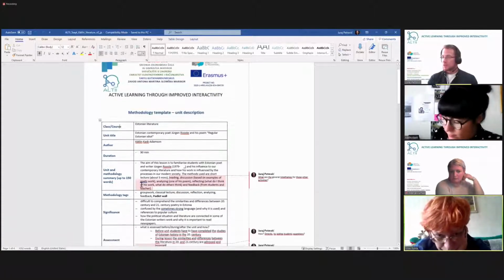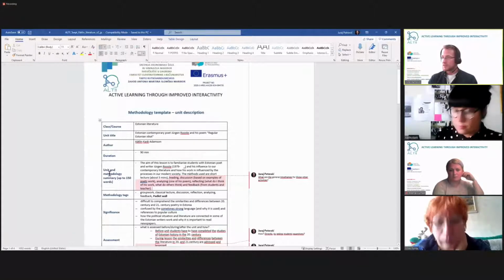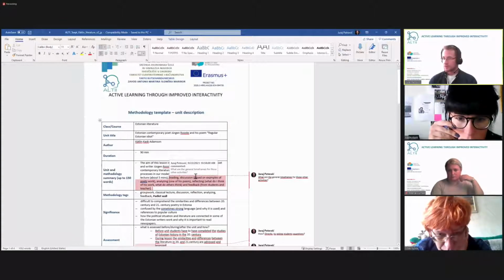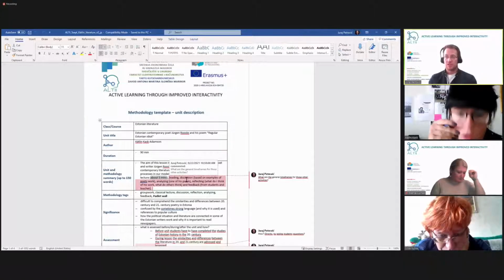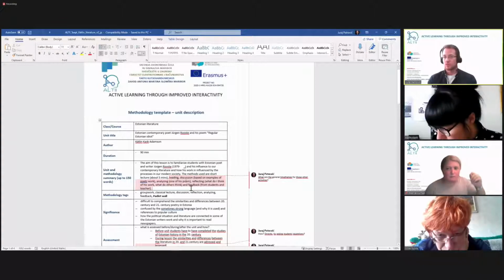Okay. Then in the unit methodology summary, Katalin, you really elaborated this very nicely. It was not expected to be a part of the template, but since you mentioned some time durations for some activities, I think it would be helpful if you would do the same for the other activities that you're listing. So just add that a discussion lasts usually about 10 minutes, or how long. Yeah.